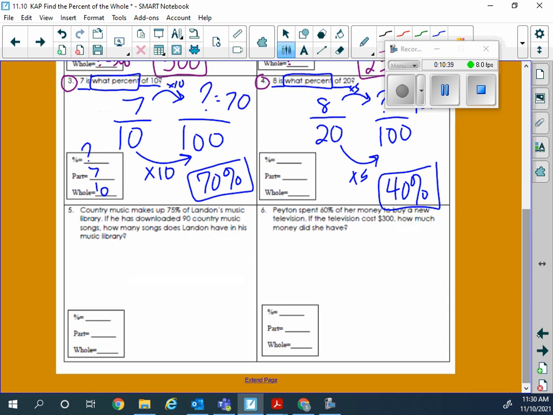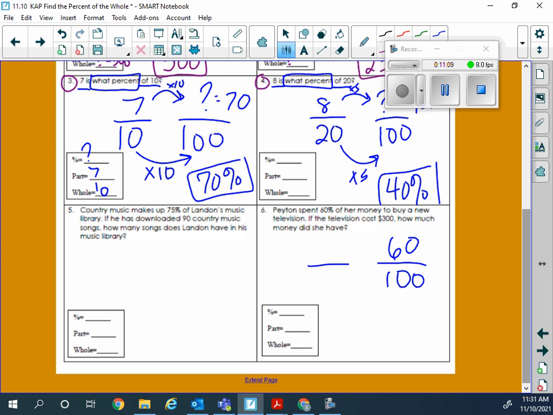We're going to skip 5 and move over here to 6. Okay? It says Peyton spent 60% of her money to buy a new television. If the television cost $300, how much money did she have? Okay, so we all know 60 goes there because it's percent, right? The only question here is you have to figure out, is 300 the part or is 300 the whole?